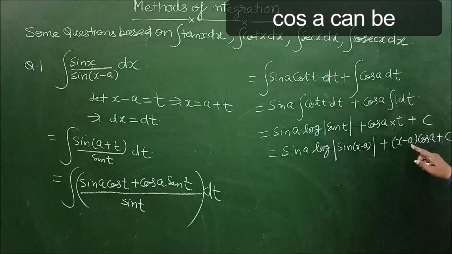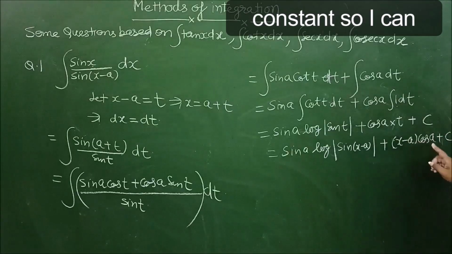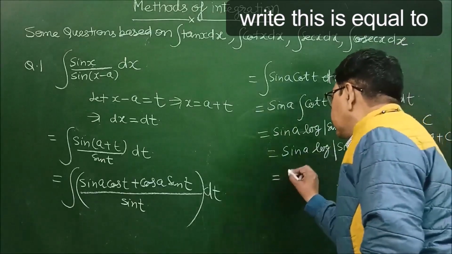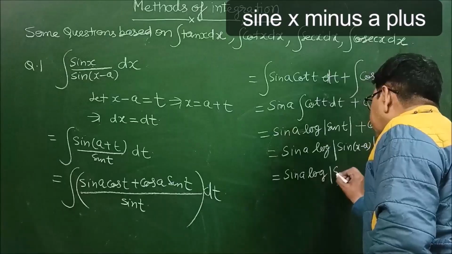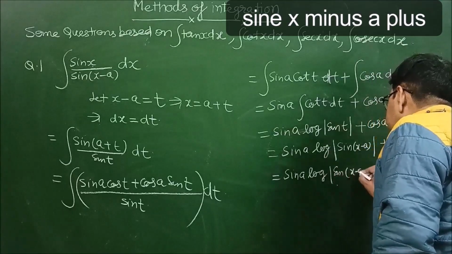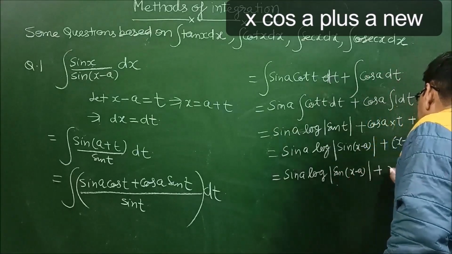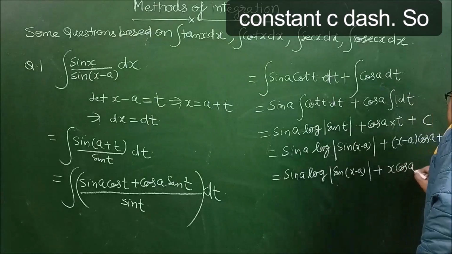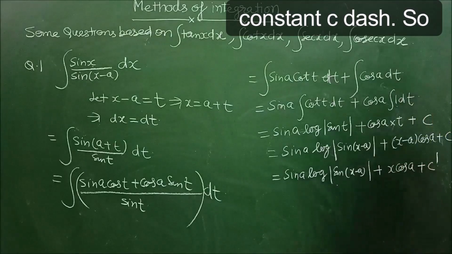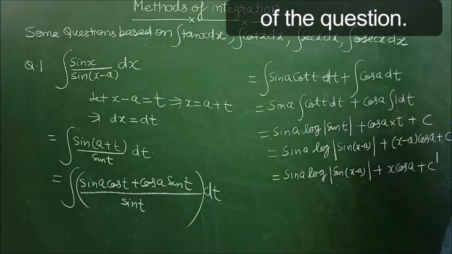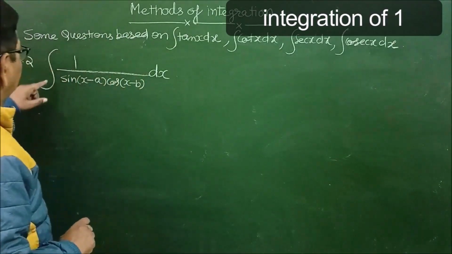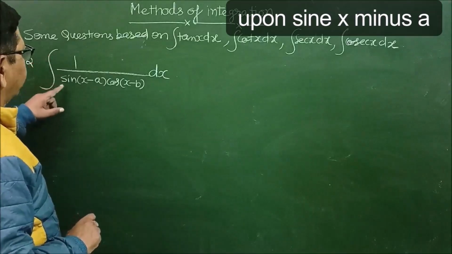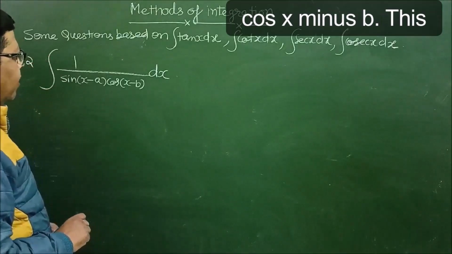Further, this a cos a can be treated as a constant, so I can write this as equal to sine a log mod sine (x minus a) plus x cos a plus a new constant c dash. So this is the solution of the question. Next question, the integration of 1 upon sine (x minus a) cos (x minus b).